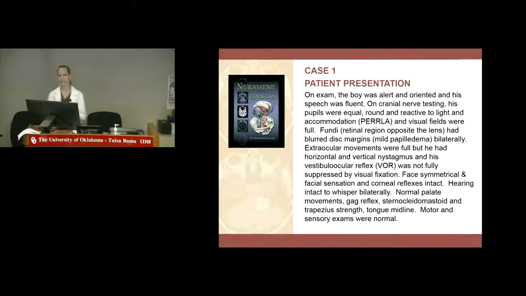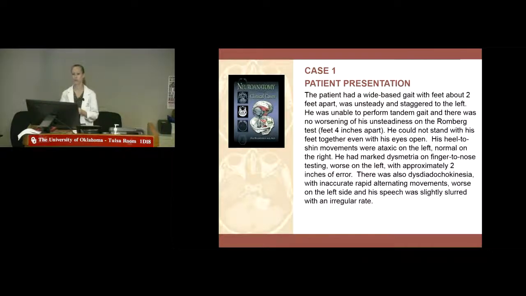Interesting. His face was symmetrical. Facial sensation and corneal reflexes were intact, so that should already be telling you about parts of his brain that are okay. Hearing was intact to whisper bilaterally. He had normal palate movements. His gag reflex was intact. His sternocleidomastoid and trapezius strength were good. His tongue was midline. And when we checked out what was going on with his arms and legs and trunk, motor and sensory exams were normal.